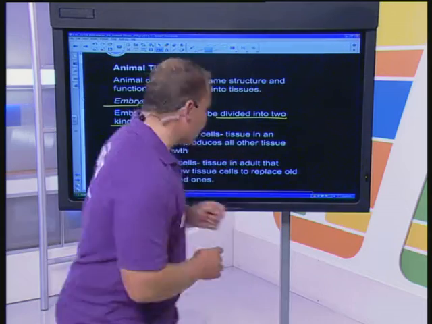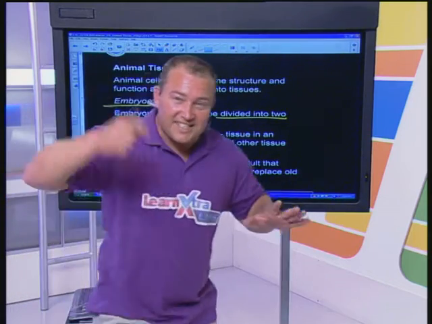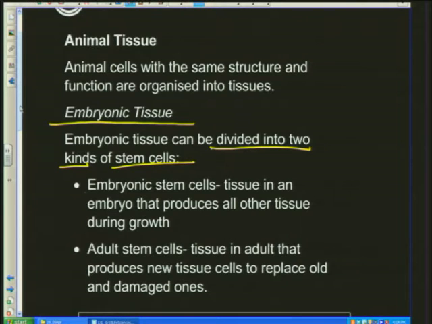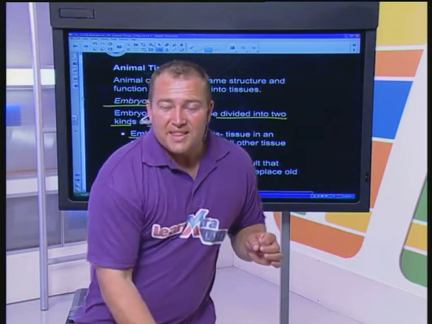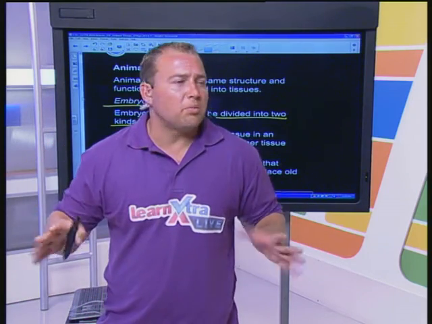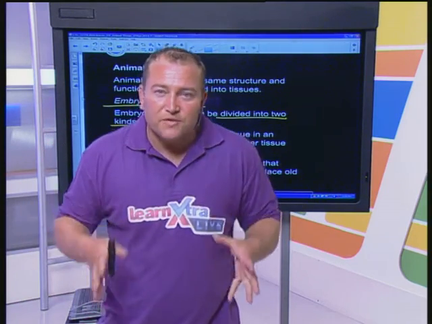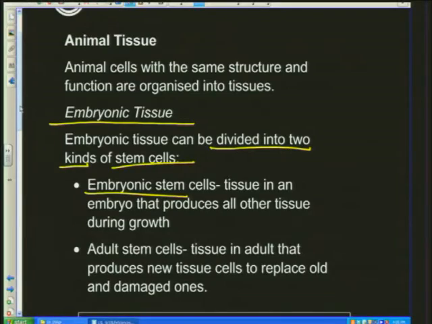A stem cell is actually quite cool. Now, a stem cell is a cell that can become any other tissue. You get the embryonic stem cell, which can make any type of tissue. So this specific stem cell can make the heart, or the muscles, or your nerves, all of that stuff. Every type of tissue, that stem cell can make. It's a tissue in an embryo that produces all other tissues during growth. So it can make all the different tissues. That's the first one.